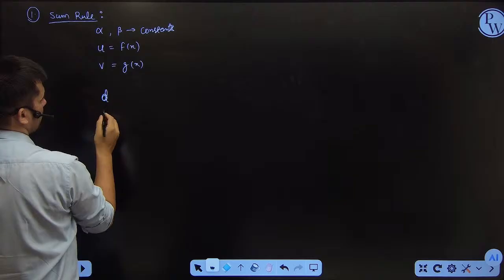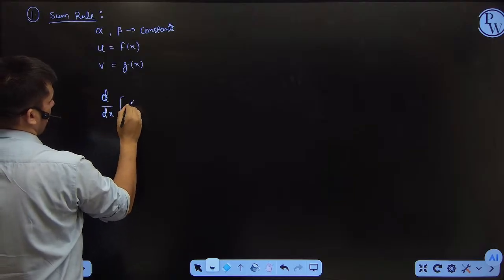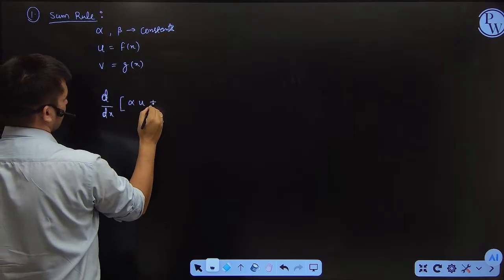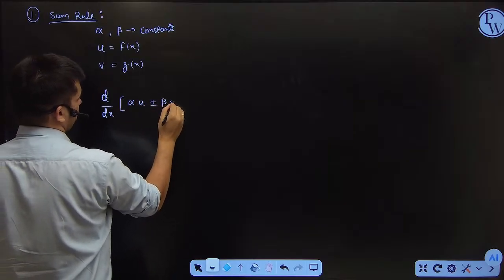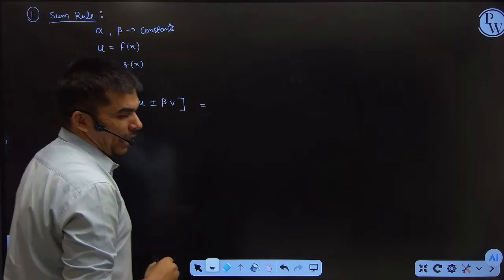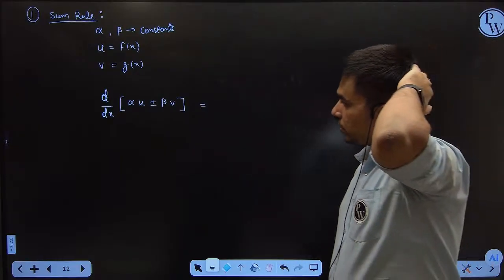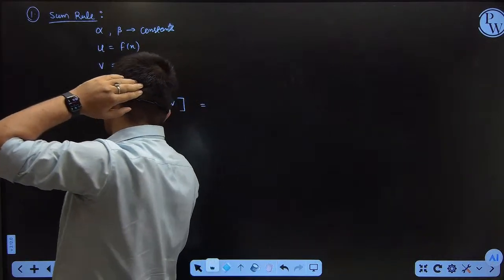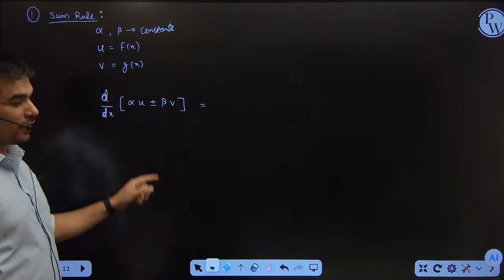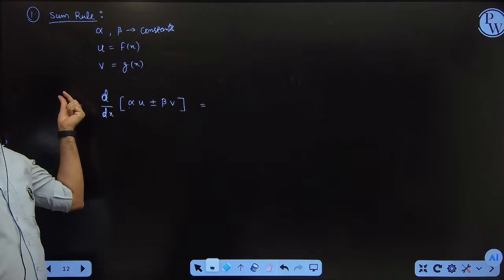So the first one is the sum rule. d/dx of alpha u plus minus beta v. Write down. So whenever a constant is multiplied with a function, that constant can always be taken outside the differentiation.